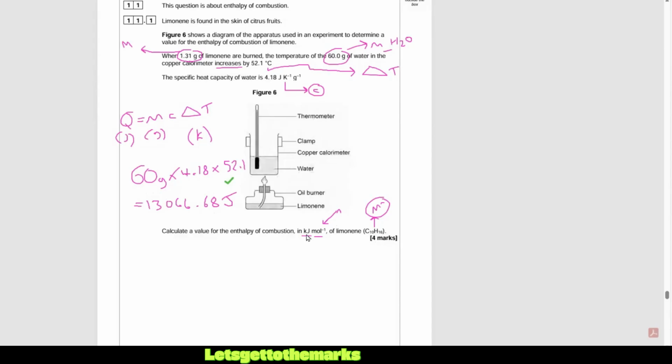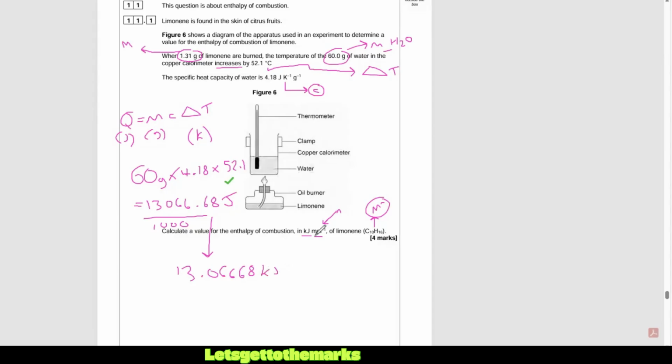The next step is we need to convert that into kilojoules because our answer needs to be in kilojoules and we're currently in joules. So let's go ahead and get another mark by dividing by 1,000, and that is going to bring me down into kilojoules. Let's divide that by 1,000, keep it all in the calc. I've now got 13.06668, and that is kilojoules.